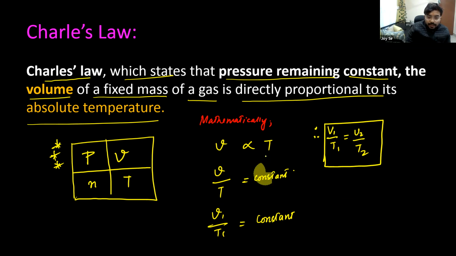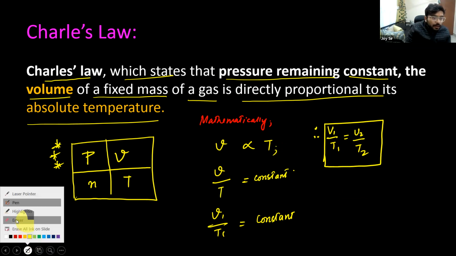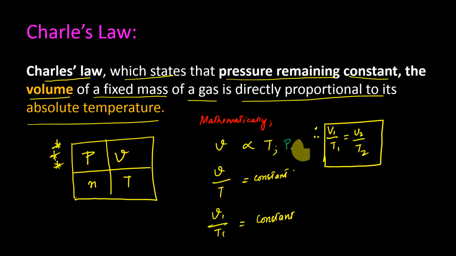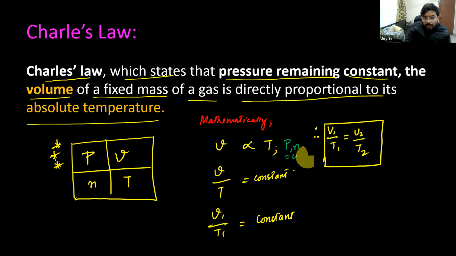Two things must be fixed. What should be fixed? Pressure is fixed and the number of moles is constant. If pressure and number of moles are constant, then our formula V1 by T1 is equal to V2 by T2 shall also hold. So this is our Charles law, very important Charles law.